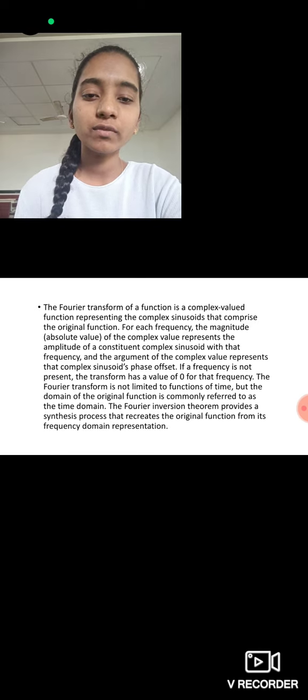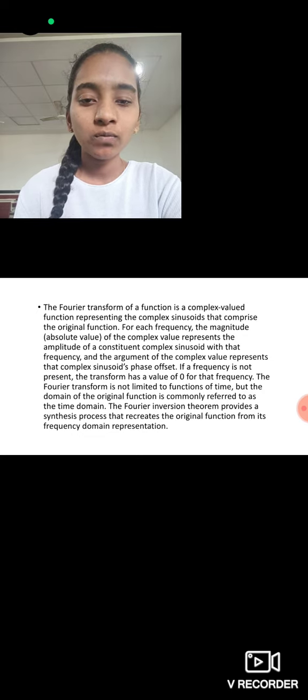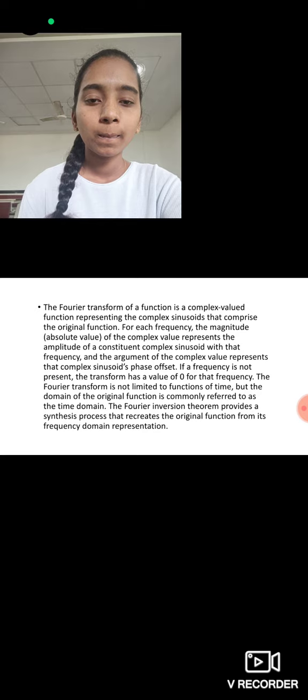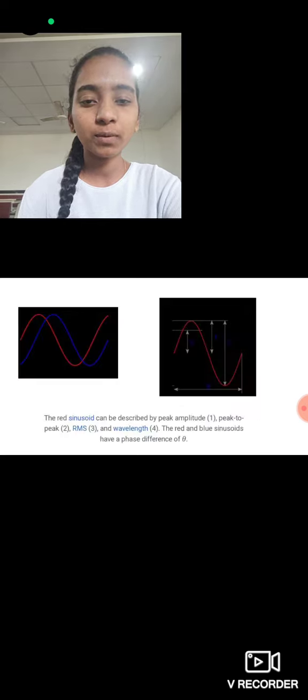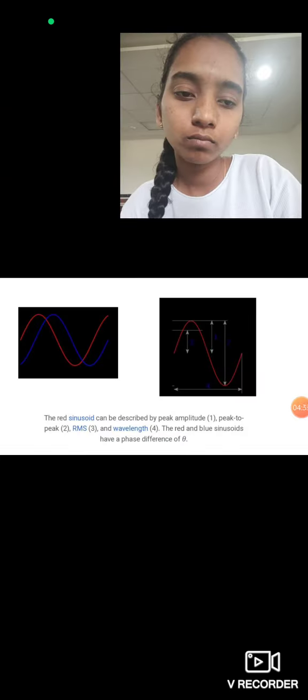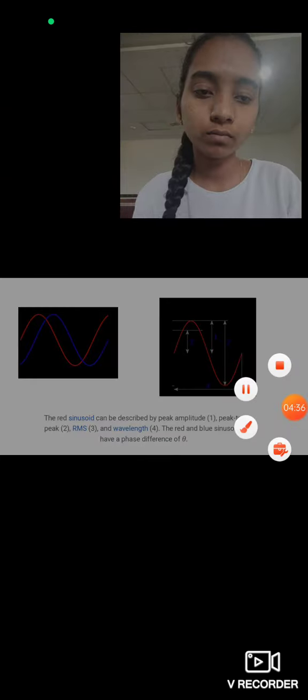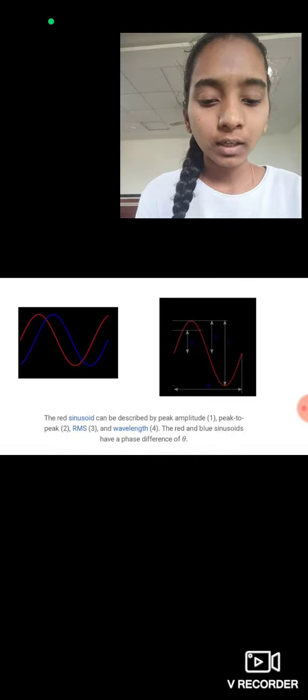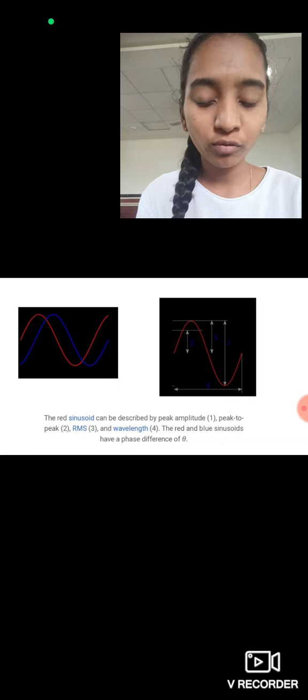The Fourier transform is not limited to functions of time, but the domain of the original function is commonly referred to as the time domain. The Fourier inversion theorem provides a synthesis process that recreates the original function from its frequency domain representation. Transform with the cosine and sine function. The function kernel represents an important area of analysis.